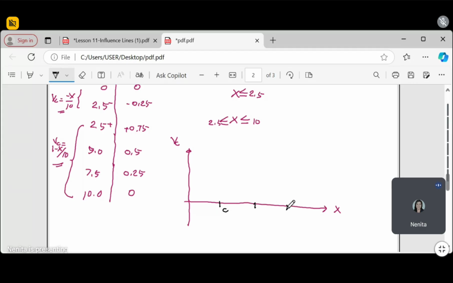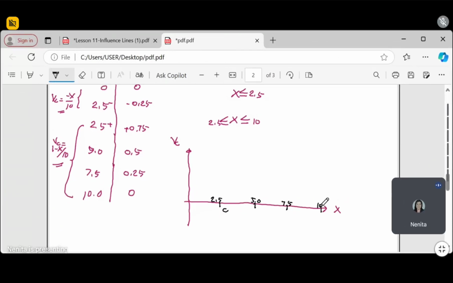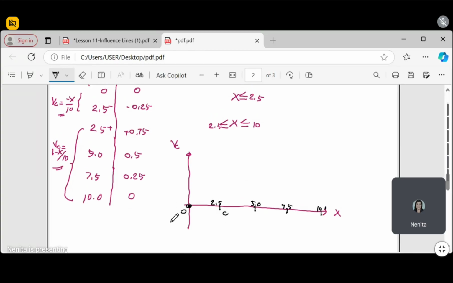Let's say this is 5. Let's say this is 7.5. And this is C, 10. Let's say this is 2.5. This is 5. This is 7.5. And this is 10. Nakuha nyo, class? This is 0. Now, if x is equal to 0, di ba 0? If x is equal to 2.5, di ba negative?